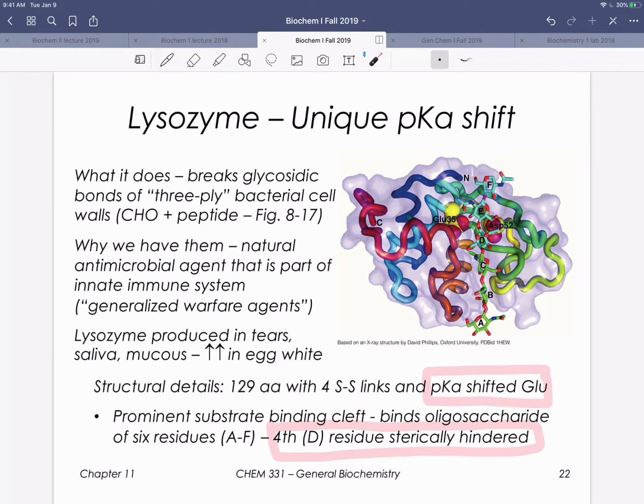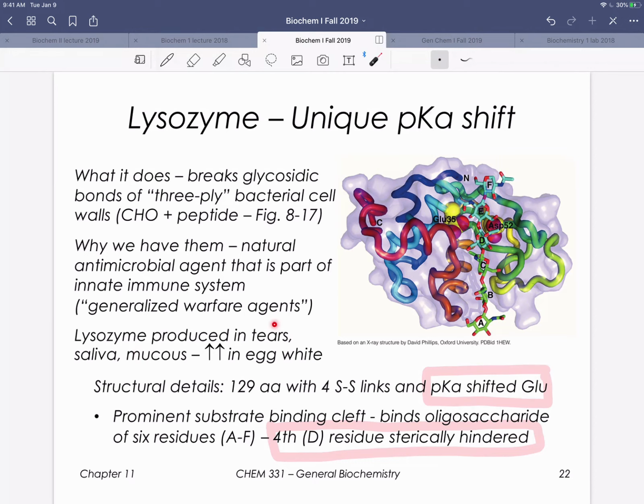That weakening of the bacterial cell wall actually inhibits the bacteria from growing. And so lysozyme is actually a natural antimicrobial agent that's part of what we call our innate immune system. So kind of this generalized warfare agent. It's not something that acts specifically. It doesn't have a recognition of any specific sort of microbe or anything. It just specifically works to break those glycosidic bonds.